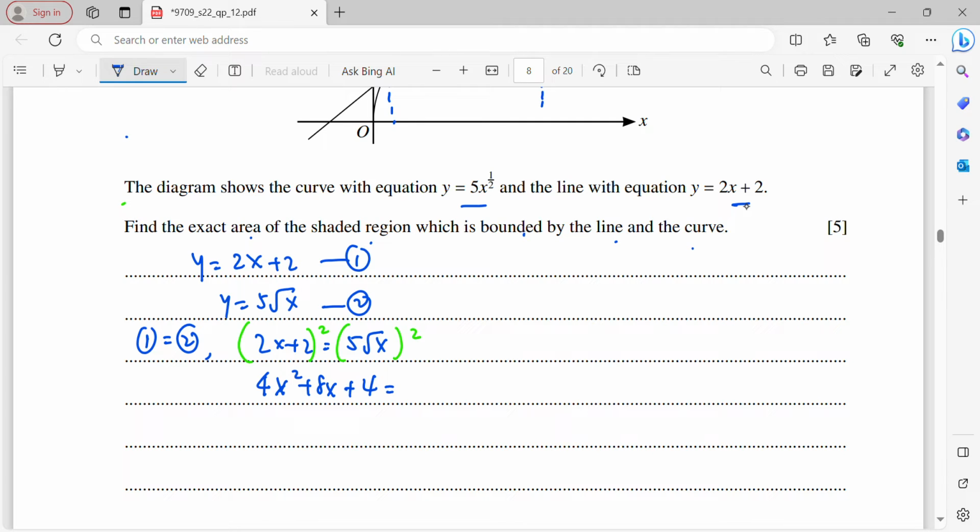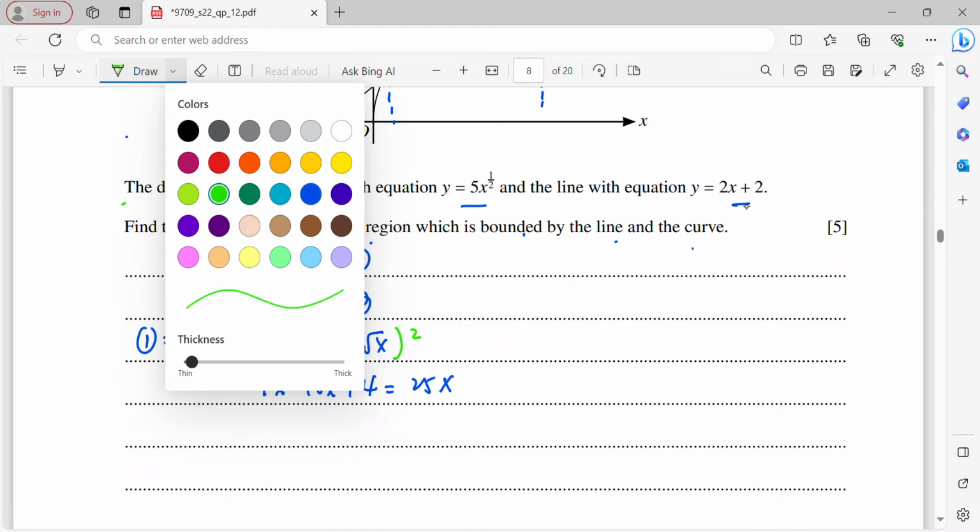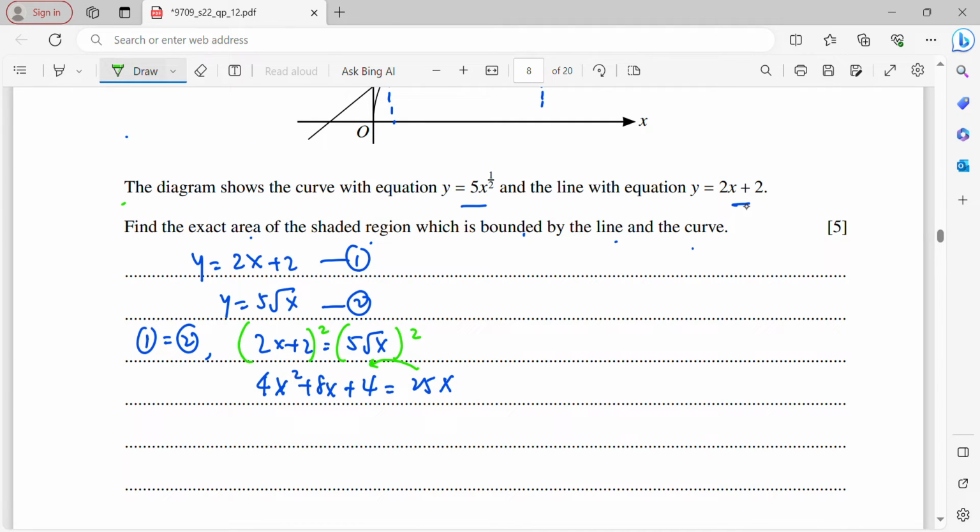Then for the right hand side, square of 5 is 25. Square of square root x is just x. Now move the 25x to the left hand side. Then you will be getting 4x squared. Now 8x minus 25x, it will be minus 17x. Then plus 4 equals to 0.